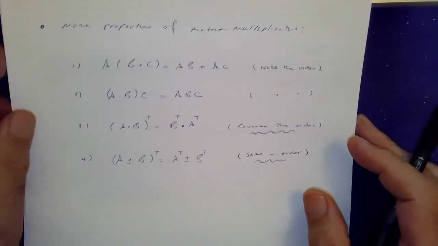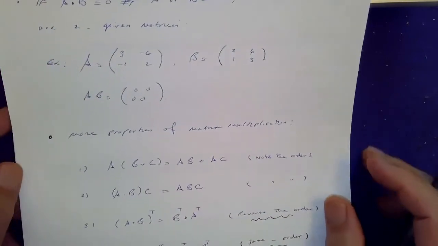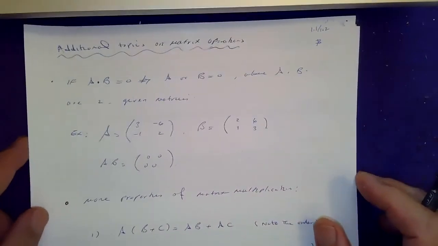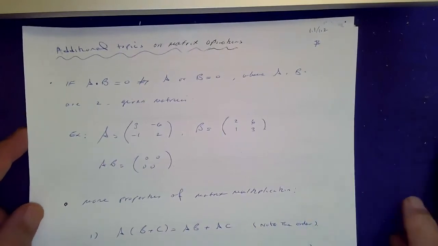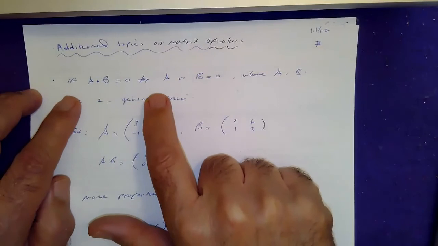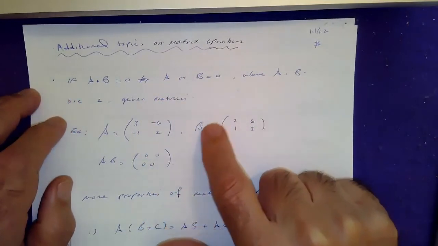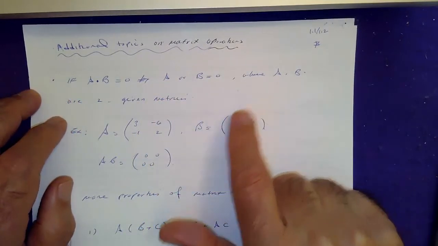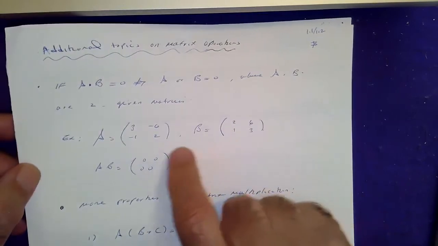So now let's go over additional operations. In the next video, we get to solve some systems of linear equations. Once again, if the product is 0, that doesn't mean either of the matrices was 0 to begin with. Case in point, there it is.